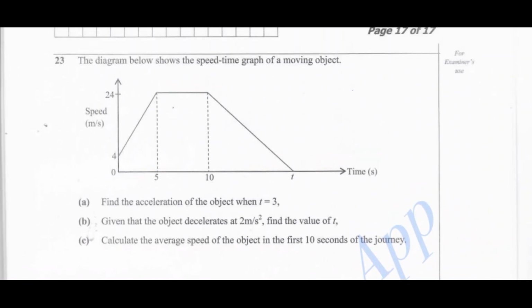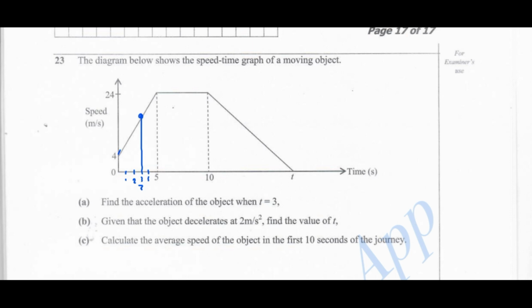Question 22, the diagram below shows the speed-time graph of a moving object. Find the acceleration of the object when t is equal to 3. Let's say this is 1, let's say 2, 3, let's say 4 here. So we want to find the acceleration when t is equal to 3. What is the acceleration at this point?